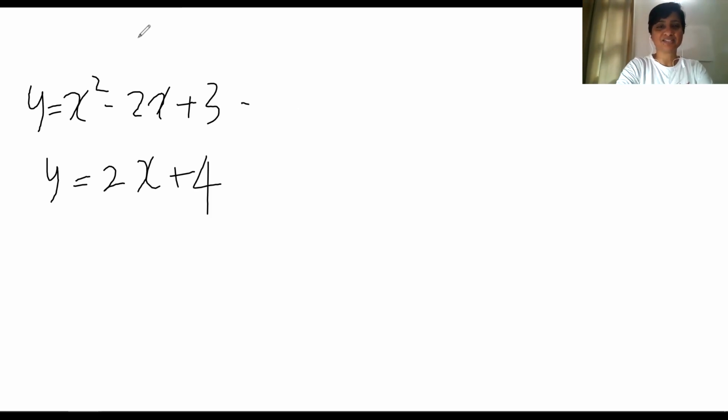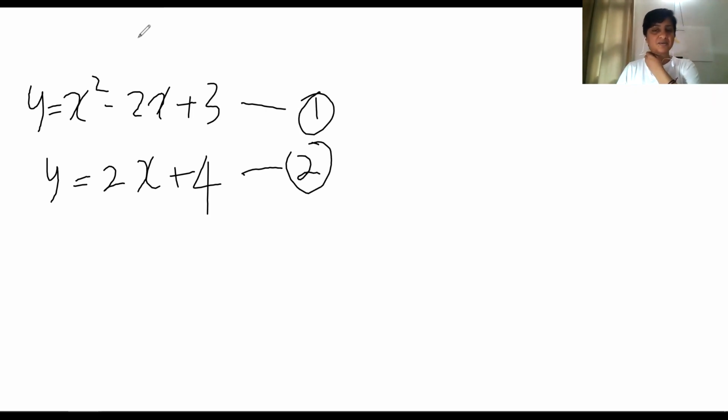How can you tell me? Is there a way? Let me label them 1 and 2. Is there a way you can tell me whether these two intersect? You don't know how they look. The only thing you can say is that this parabola is a smiling parabola, and this line is a positive line sloping this way. That's all you can see. Until you graph, you don't know whether they are cutting or not cutting, or how they are cutting.